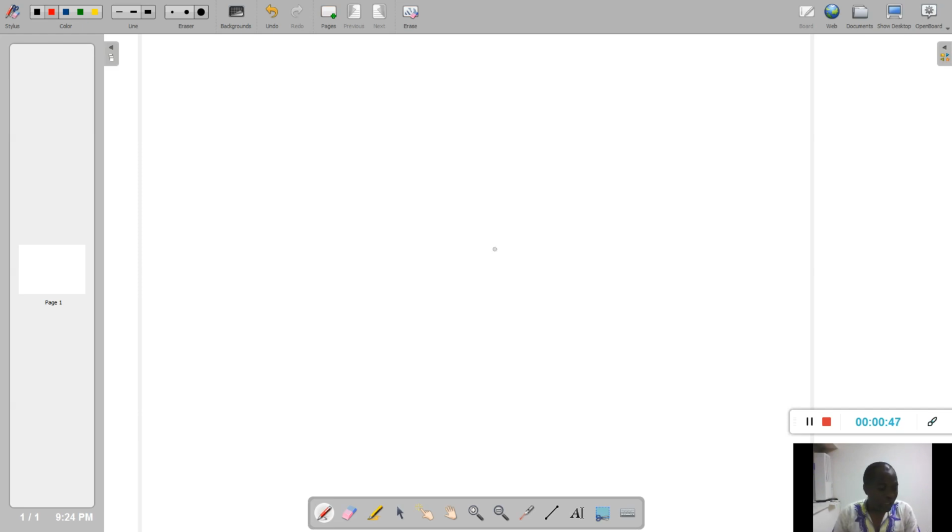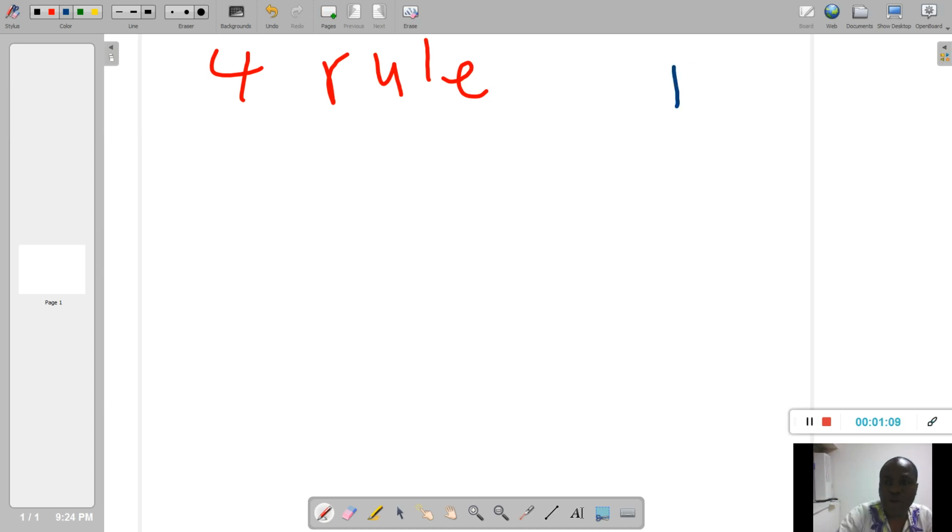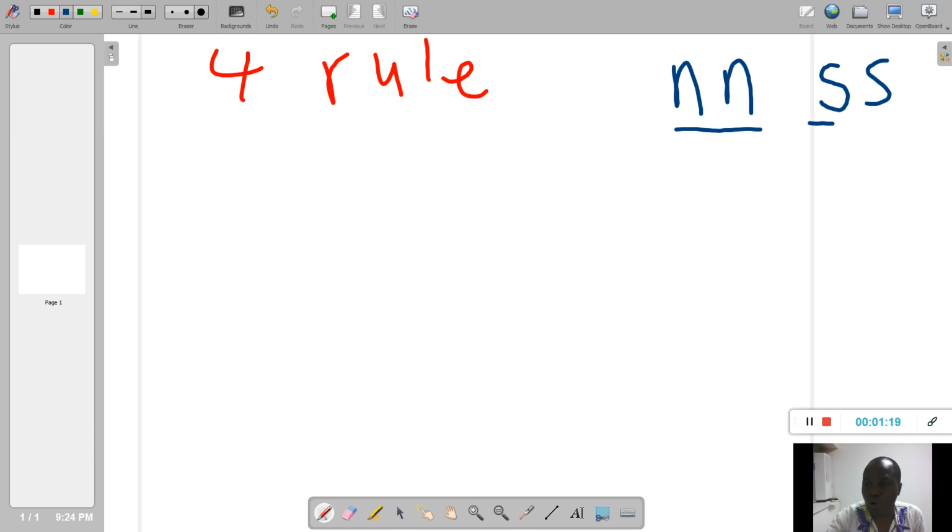And so we are looking at the fourth rule. Let me use the red pen. The fourth rule is about consonant doubling. When you say doubling, it means writing the same alphabet letter twice. When I write N twice, it's called a double consonant or double letter. If I write S twice, it means double letter. So we are talking about the double consonant rule.